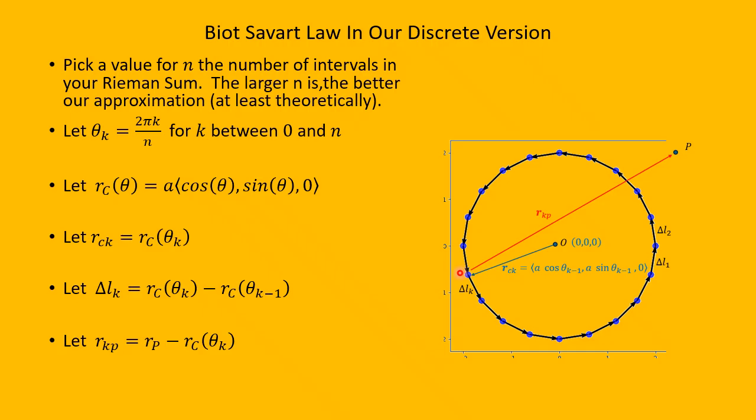It's the vector joining this point over to this one, the starting point and ending point of this little arrow here. We'll let r sub kp, where p stands for the point P up here, be r sub p, the distance from the origin over to this point, minus r sub c of theta sub k. When you do that subtraction, you get a vector going from this point right here out to the point P.